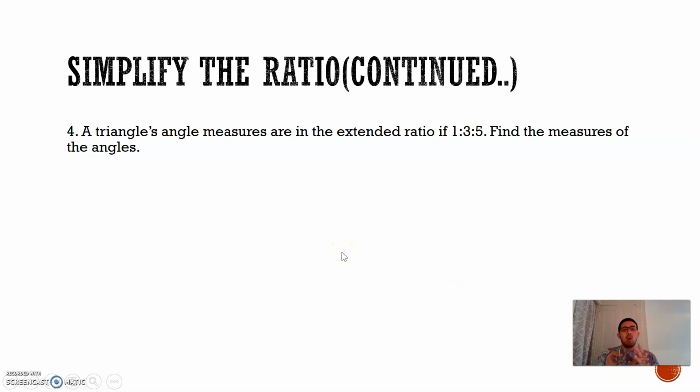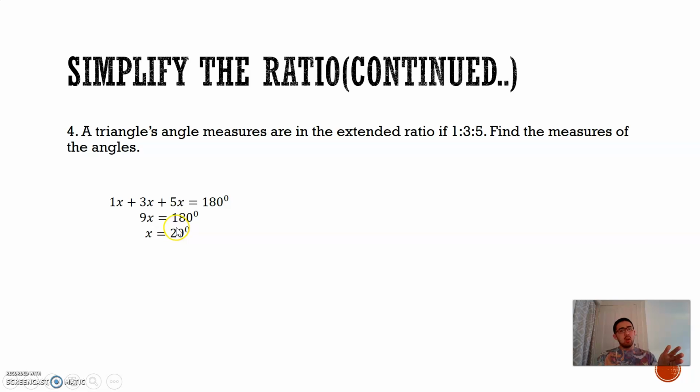angle measures are in the extended ratio of 1 to 3 to 5. Find the measures of the angles, okay? So all the angles in a triangle add up to 180. 1x plus 3x plus 5x is equal to 180, okay? 1x plus 3x plus 5x is equal to 180. 9x is equal to 180, which means x is equal to 20.